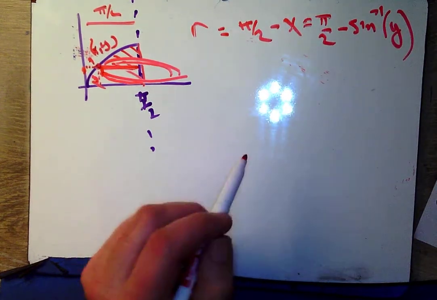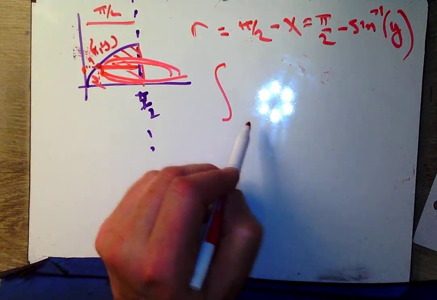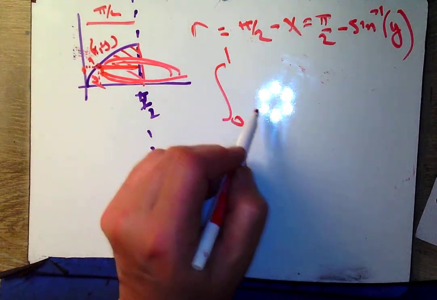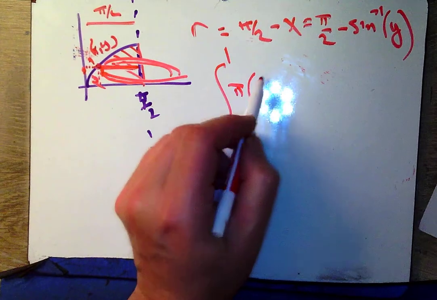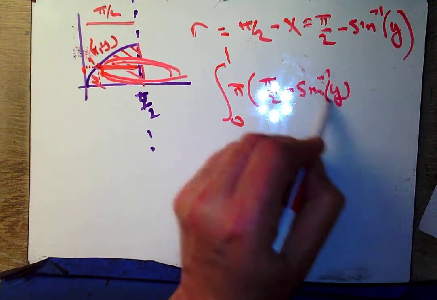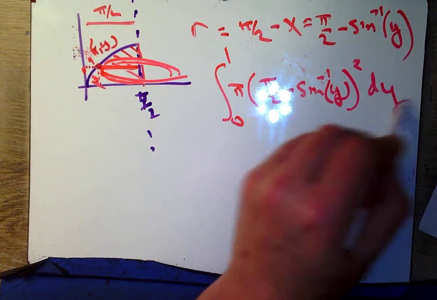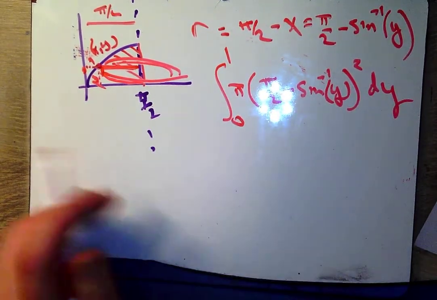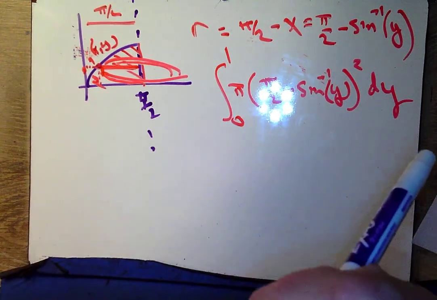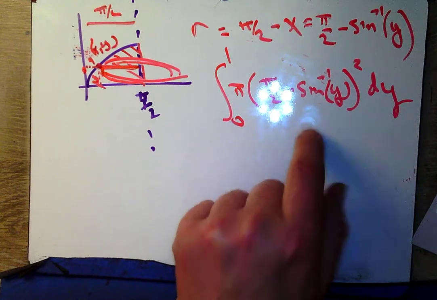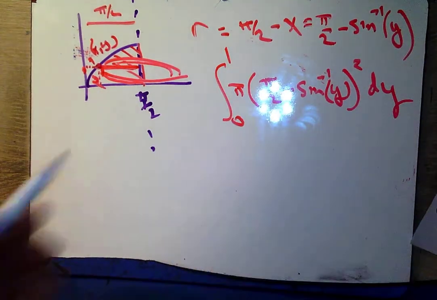Okay, so my integral. We're doing y's here, so we're going 0 to 1. And we want pi radius squared dy. No, I really don't want to do that by hand, ever. I like to think I made it to retirement without ever having to do something like that by hand.